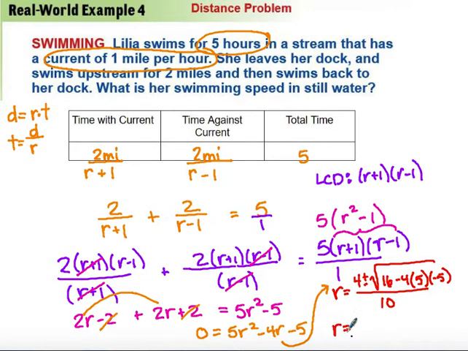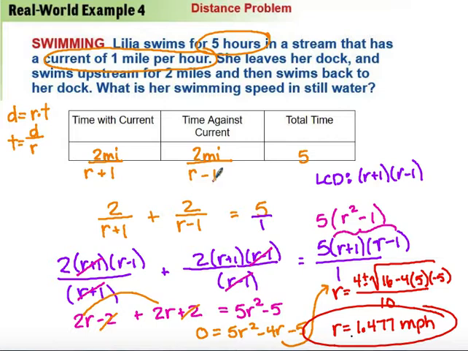Now, when we go ahead and finish solving this, I'm going to get two answers. However, one of those answers is going to be negative. So I'm going to throw that answer out, and I will find that the rate that she swims in still water would be 1.477 miles per hour. Of course, that changes as she moves with the current or without the current. So in still water, her rate is 1.477. So you can see that that is our second example with a distance problem.